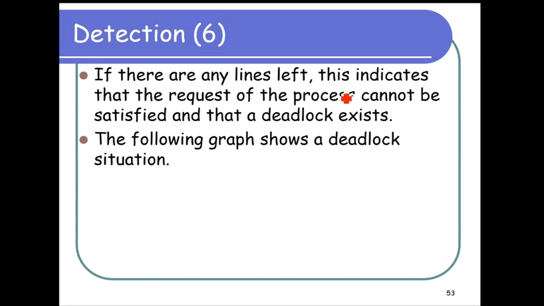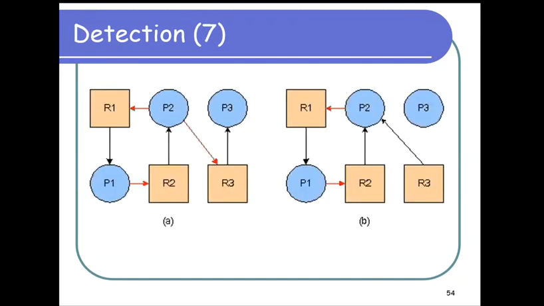If there are any lines left, this indicates that the request of the process cannot be satisfied and that a deadlock exists. The following graph shows a deadlock situation.